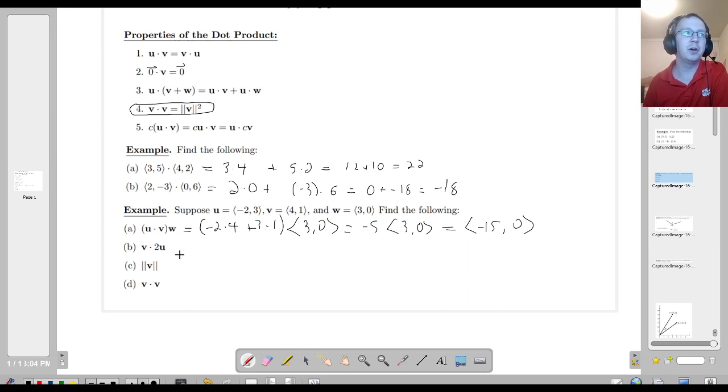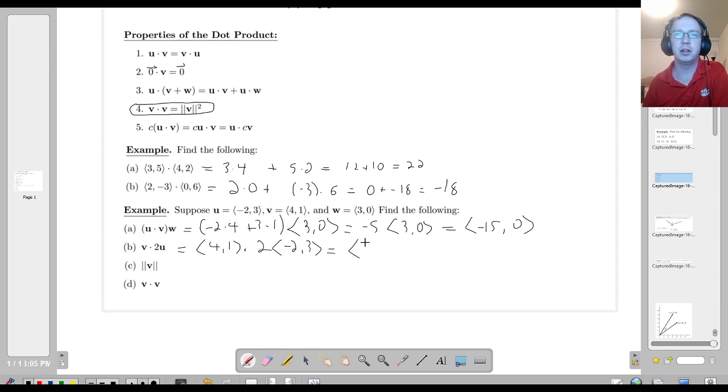Alright, let's look at part B. It doesn't matter when I multiply by 2. So I could do it exactly as it's written here, where I find 2u and then dot with v. Or I can multiply by 2 at the end, so it's kind of up to you. We have some choices. I'll just do it exactly the way it's written. So I'm going to do v, that's 4, 1, dotted with 2u.